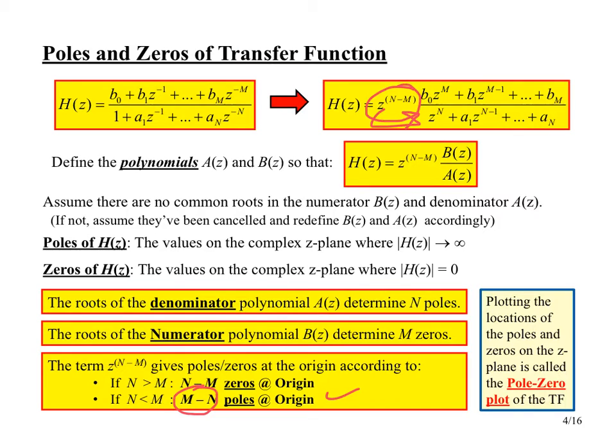Okay, so those z terms out in front, the z to the n minus m, give us either poles or zeros at the origin. Everything else will give us poles and zeros not at the origin. And if we figure out where all these poles and zeros are, and we plot them on the z-plane, we call that a pole-zero plot. We'll use x's to represent the locations of the poles, and little circles to represent where the zeros are.